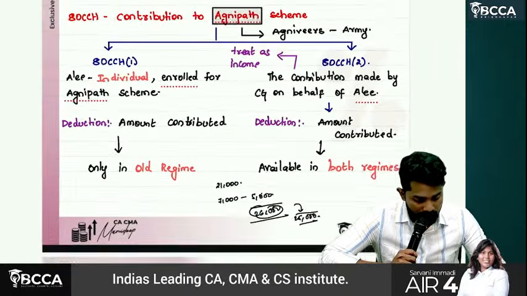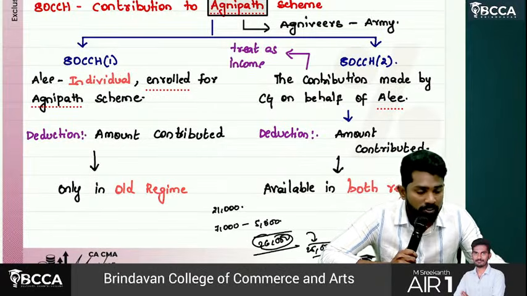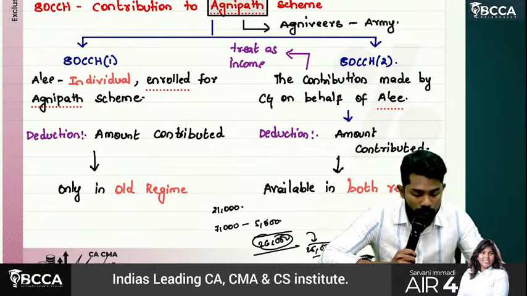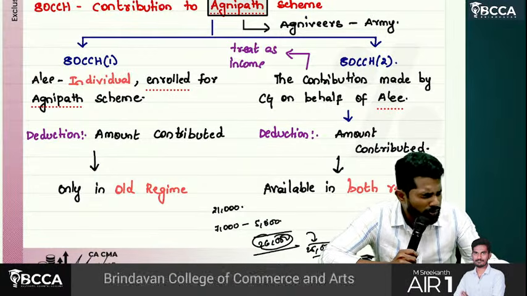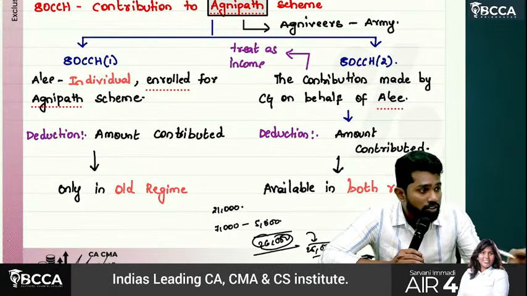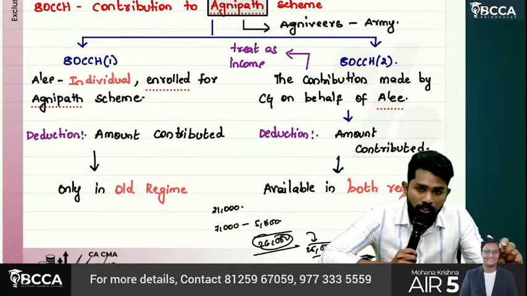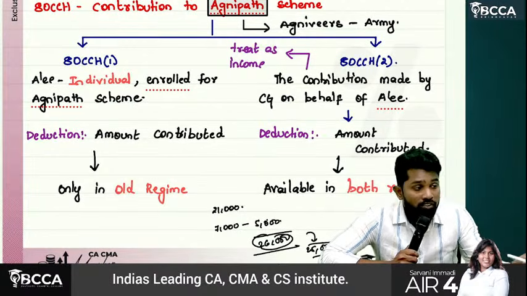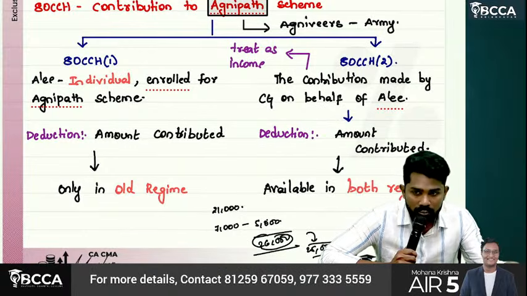Then 80CCH, contribution to Agnipath scheme. This is for what? Army people, sir. So even those Agniveers, those who are classified as Agniveers, they can contribute on their own, and the equivalent amount will be contributed by the central government also as employer. Okay, 80CCH subsection 1, subsection 2. Irrespective of how much amount is contributed, that is eligible for deduction, whereas 80CCH subsection 2 is eligible under both default regime as well as old regime.